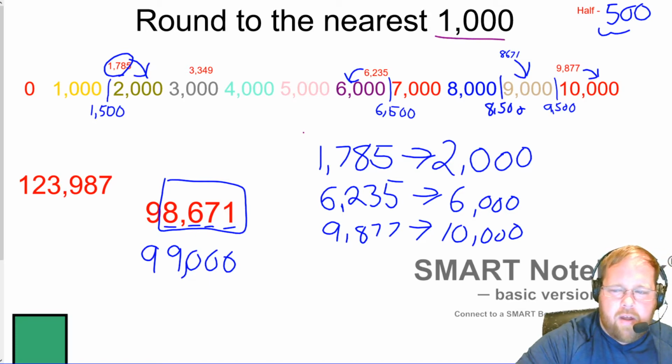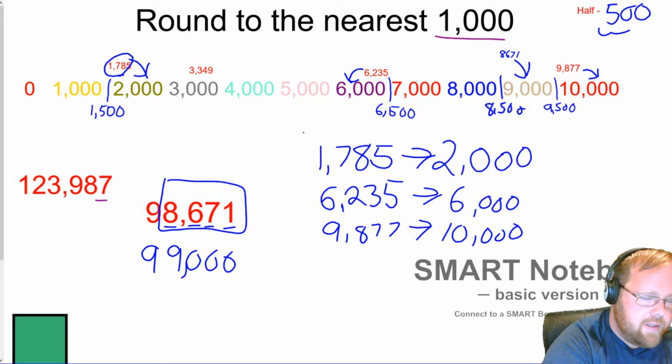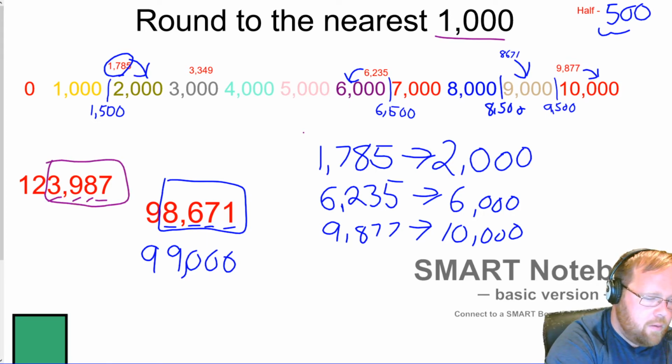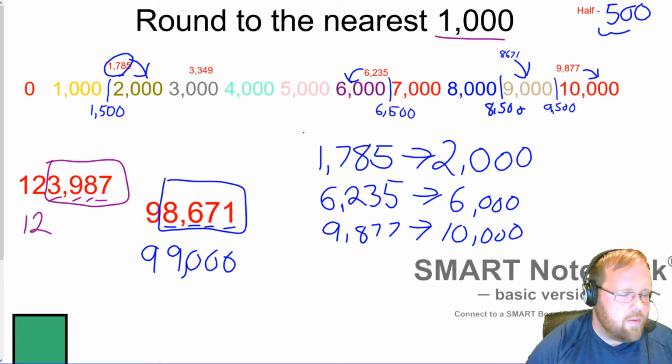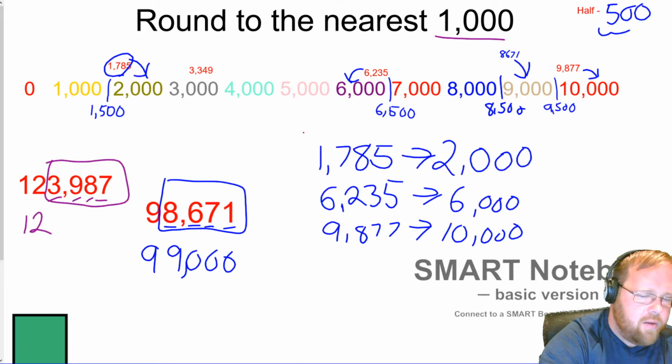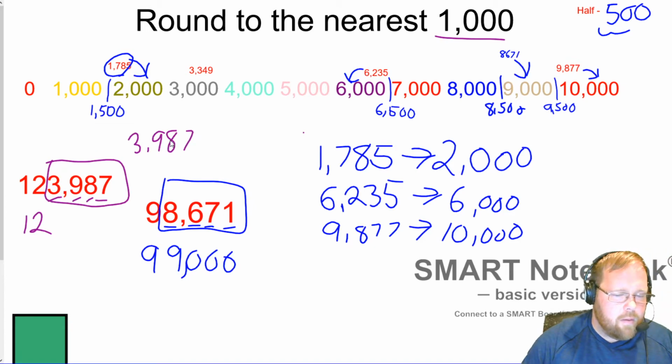All right, so we're finding the 1,000. So, ones, tens, hundreds, thousands. Making the box. Bring down whatever is not in the box. 1, 2. So let's find out. 3,987. Where would we place it? 2,000, 3,000. Looks promising. So we put it right there.